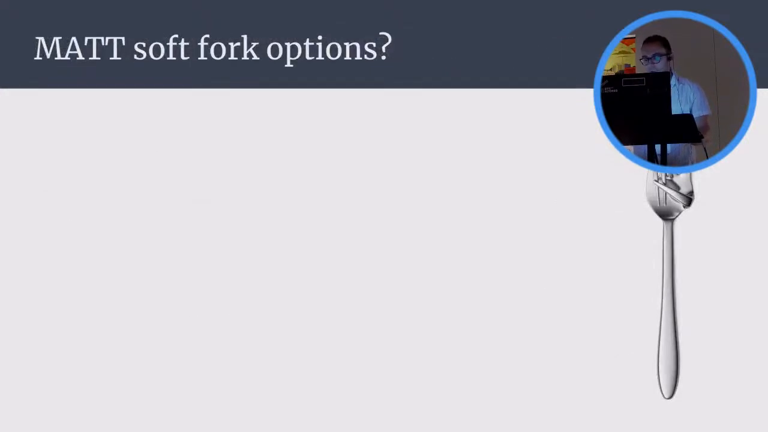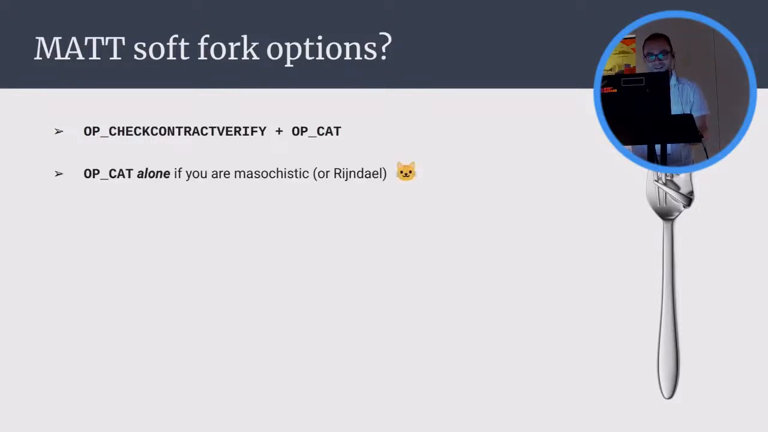And so I mentioned that there are multiple ways of implementing these kinds of ideas. And well, the most direct way that I could come up with is with this opcode, check contract verify, together with OP_CAT. I'm a weird man, so I only use OP_CAT to concatenate things. This is not popular these days. And you can actually implement MATT with OP_CAT alone, like Rindal was showing us the other day.